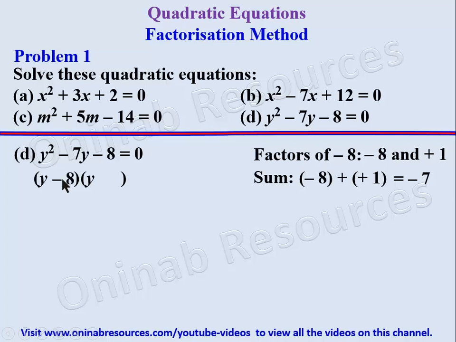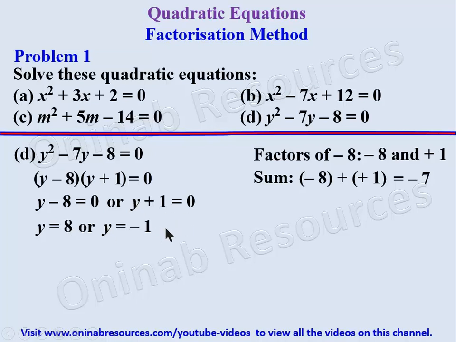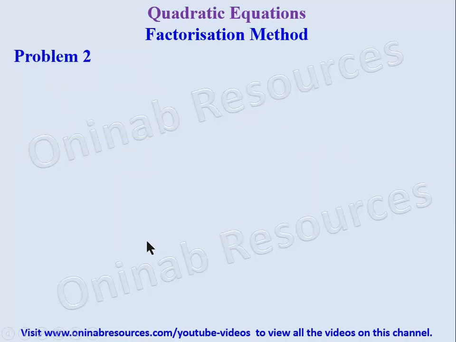So we bring in the negative 8 in the first bracket and positive 1 in the second bracket equals 0. So again we say y minus 8 is equal to 0, or y plus 1 is equal to 0. Solving this, y is equal to 8 or y is equal to negative 1. These are the values of y which give the solution of the quadratic equations in problem 1D. And that is the end of the solution to problem 1. We go to problem 2.